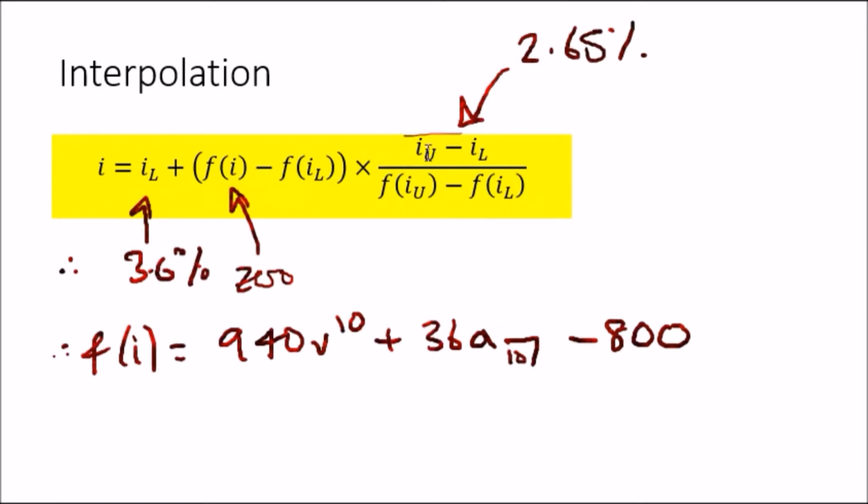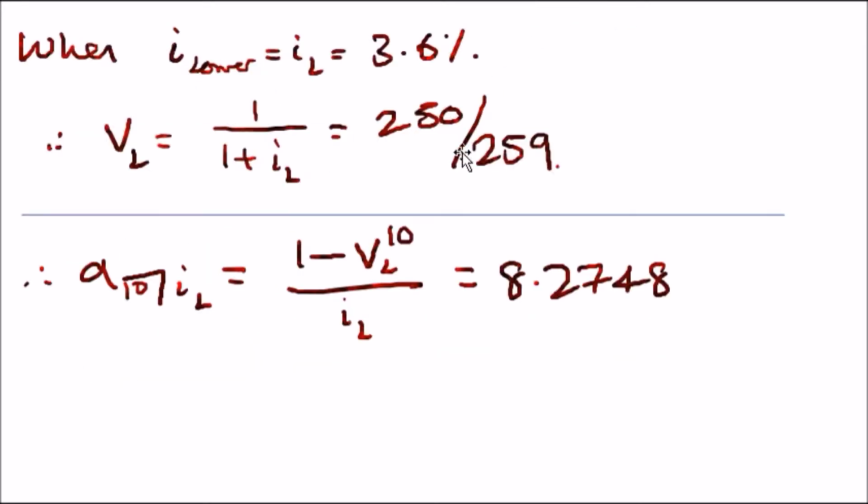And times the difference between the upper and lower, which is 2.65%, over the difference between the upper and lower functions once you plug in the i's. Alright, so let's start calculating, guys. I did it already. When I equals the lower bound, you get 3.6%. Plug into the discount formula, so v equals 1 over 1 plus I. Replace with IL, you get this figure, 250 over 259.